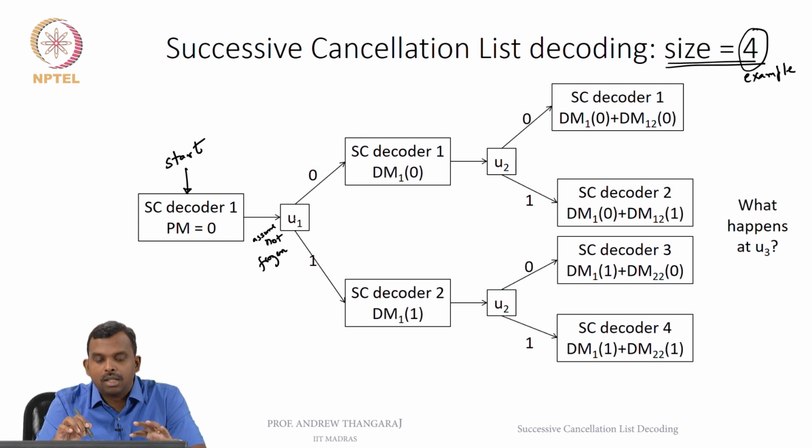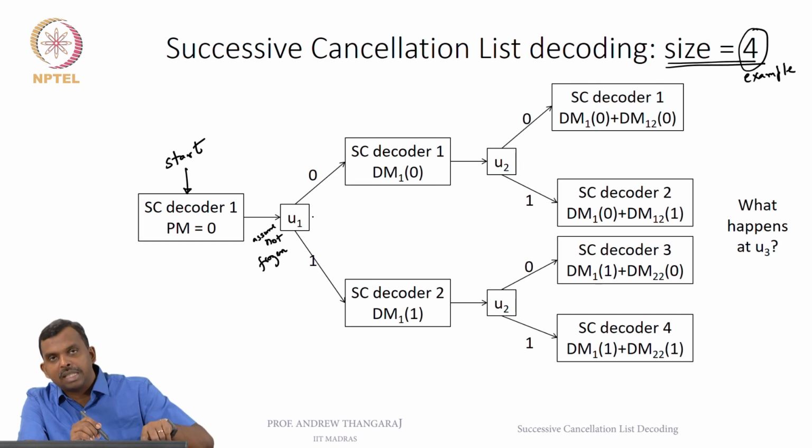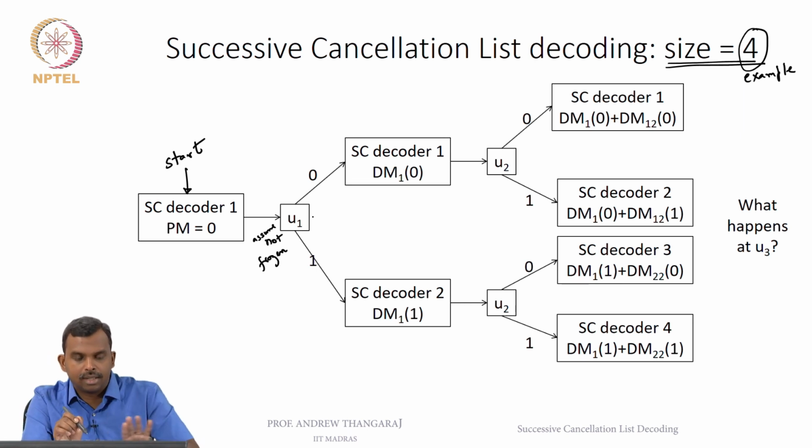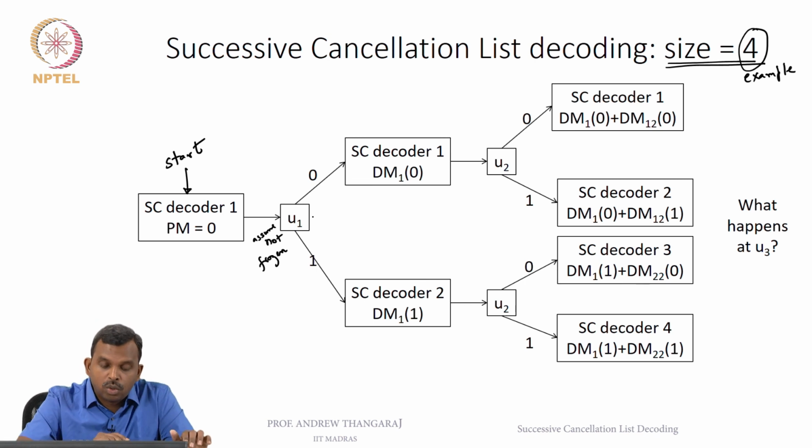So you will start diverging even at u1, but in case u1 is frozen, you will continue in only one path, but your path metric may not be 0 anymore. It may be non-zero. We will look at the more general situation soon enough, but for now let's continue with this simple picture to see how the thing evolves. You come to u1, you are assuming it is not frozen, so you make two decisions, 0 and 1. 0 will have some penalty which I am calling dm1 of 0.